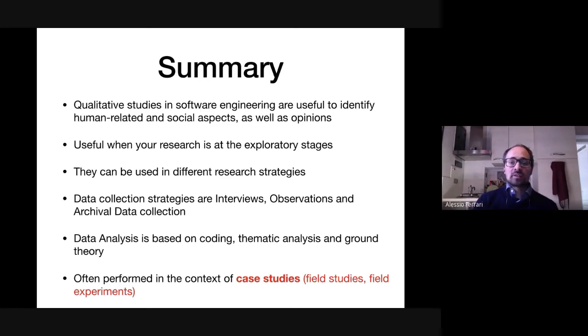We've seen different research strategies, for example field studies, but you can also imagine doing this coding for surveys, or for literature reviews, but in general field studies and field experiments are the most common cases. Data analysis is based on coding, labeling, thematic analysis, relating the themes and building the graph, and grounded theory. Grounded theory means identifying the theory that emerges and summarizing the whole graph in a simple sentence. And they are often performed in the context of case studies, so field studies and field experiments, as I said before.